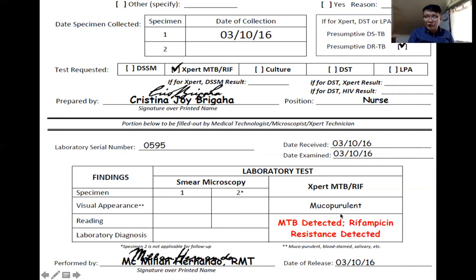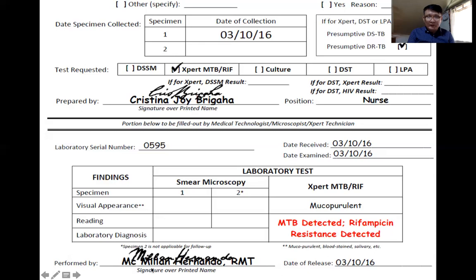So you notice that if it is in red ink, that means to say it's positive. Whether MTB detected only with rifampicin resistant undetected, or with rifampicin resistant detected, or MTB detected with rifampicin indeterminate, this portion should be written in red ink, okay? Okay, so much for this.